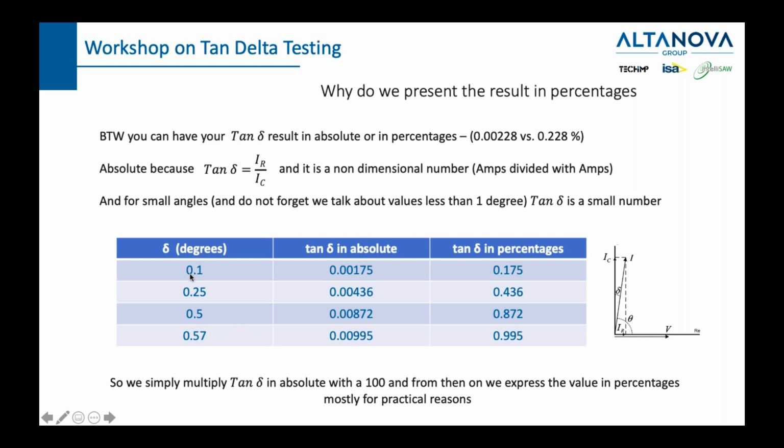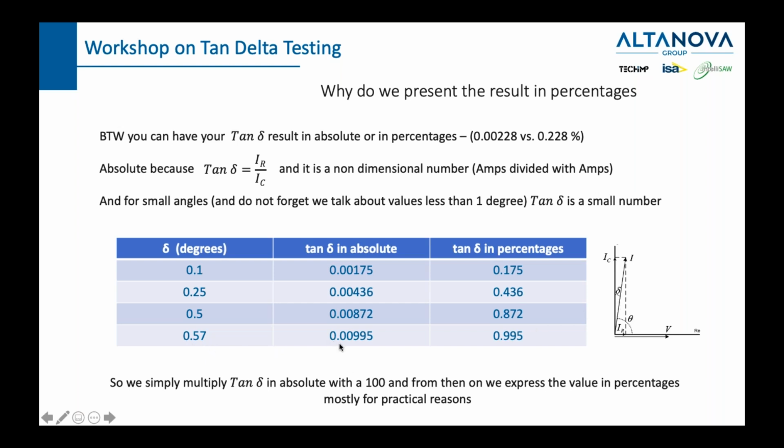You see, if delta is 0.1 degrees, and this is the more correct interpretation, then tan delta is 0.00175. If it's a quarter of a degree, it's 0.00436. If it's 0.5 degrees, it's 0.00872. And if it's 0.57 degrees, it's 0.00995. Since I don't want to say zero so many times, I multiply with 100, and then I get the values in percentages. So 0.17, 0.43, 0.87, and 0.995.